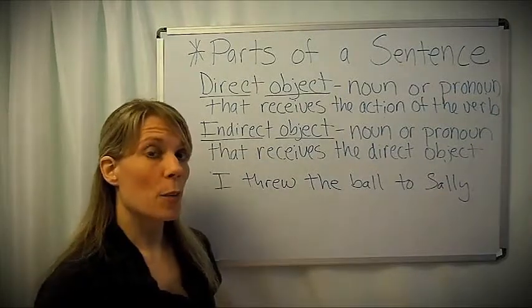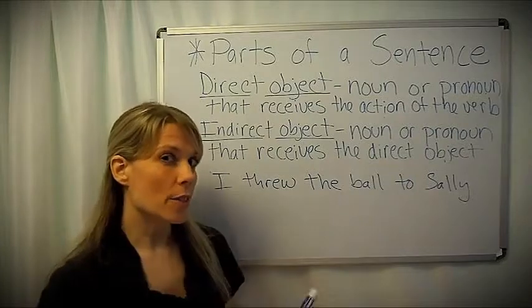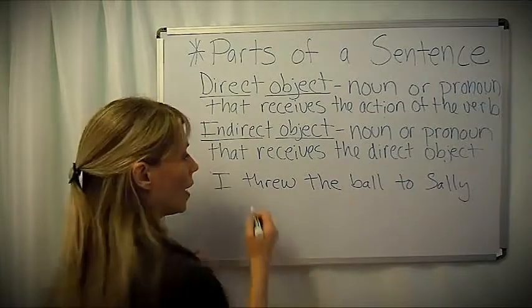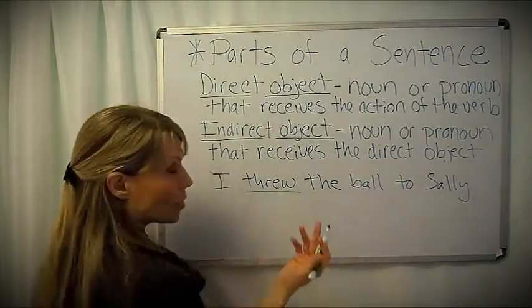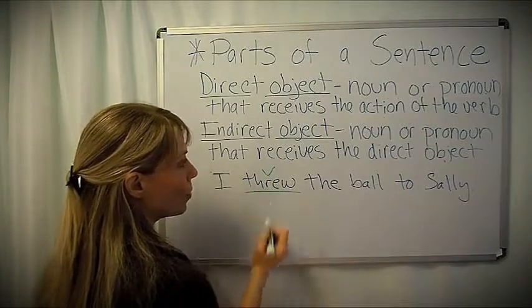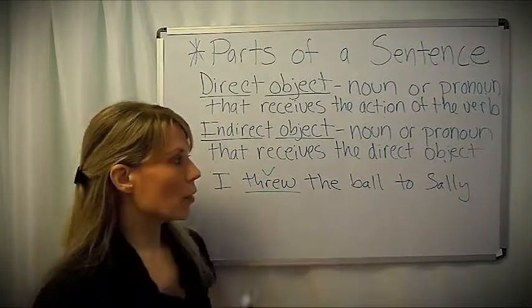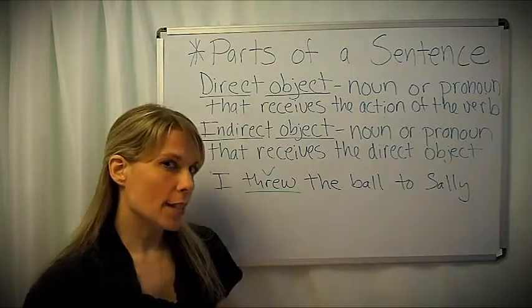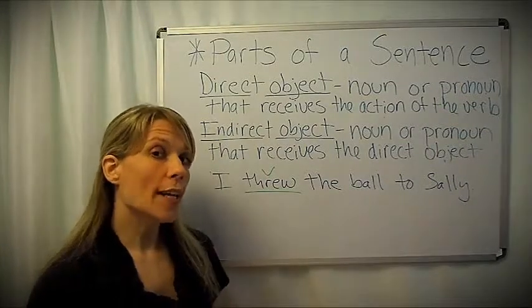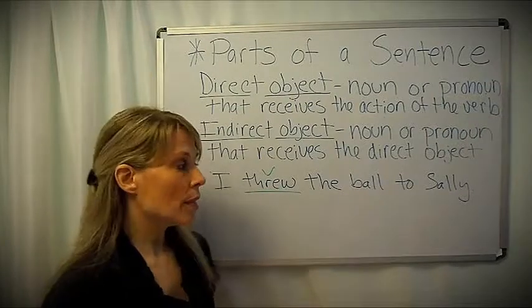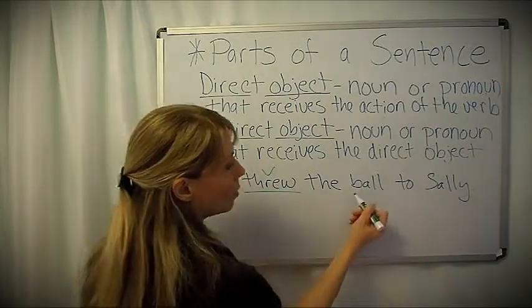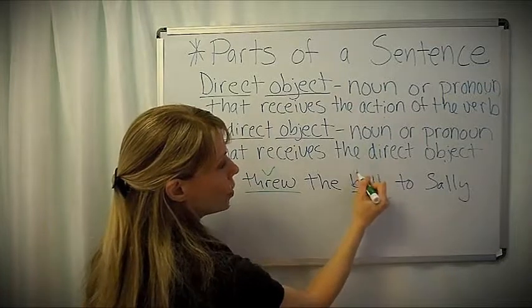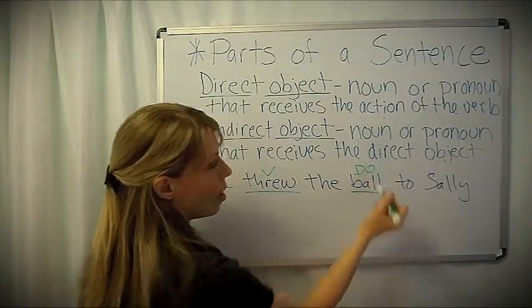First let's identify what our verb is, because that makes everything else a little bit easier to identify. Our verb, our action word here, is going to be threw. And from there, let's pick out the direct object. What noun in this sentence is receiving that action? What in this sentence is being thrown? The answer is the ball. It's the ball that's being thrown. So that's going to be our direct object.